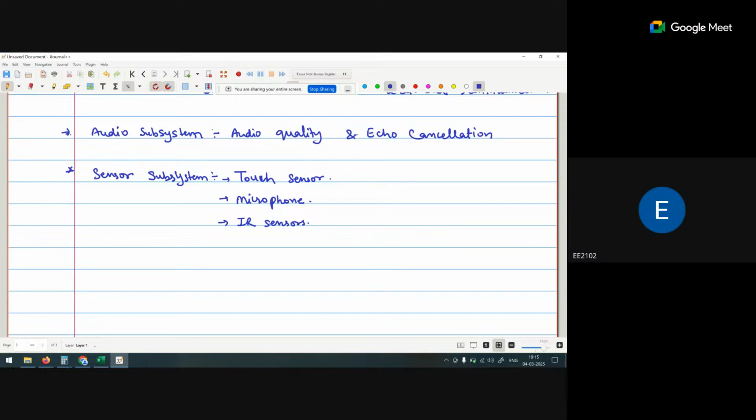And whatever volume or songs I play, I can automatically listen to them from those earbuds. So it detects when the earbud is in the case and when it is not in the case, it will automatically turn on. Again, when I put it back in the case, it will turn off. This is done with the help of IR sensors.